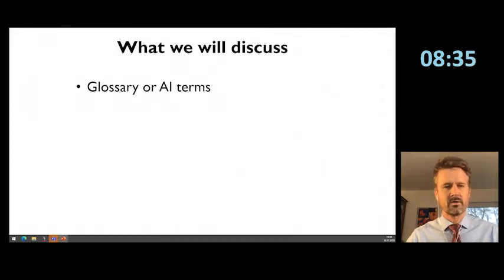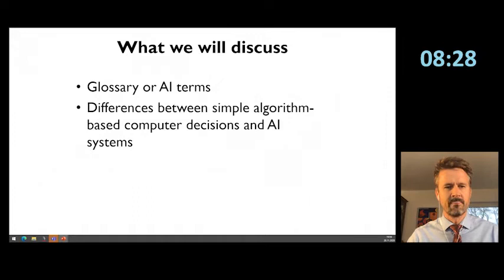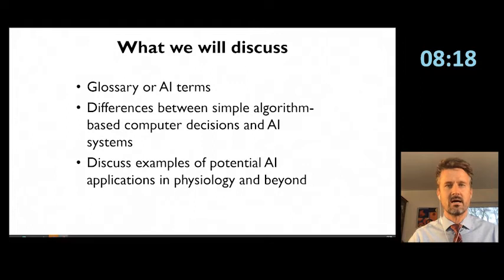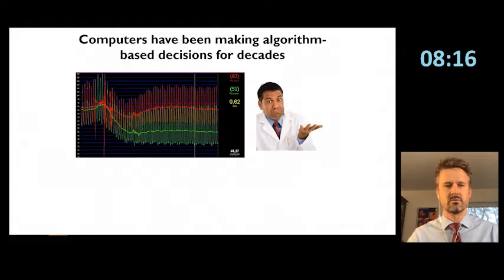So hopefully I'm going to discuss here a few glossaries of AI terminology, which is useful for us to understand how it works, the difference between simple algorithms that already exist in computers and already help with decision-making and AI systems, and discuss examples of potential AI applications in physiology and beyond.